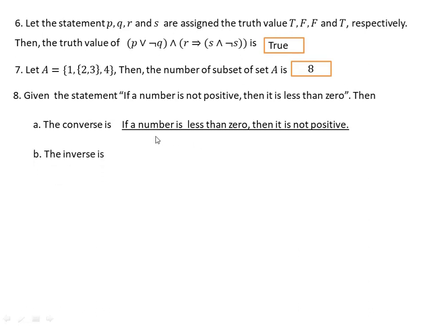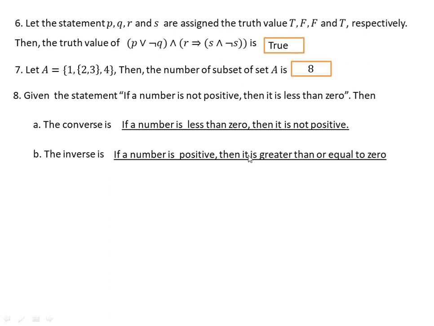B. What is the inverse? Now the inverse for this statement is what? Simply find the negations for the given statement. That means if a number is positive, then it is not less than 0, or if a number is positive, then it is greater than or equal to 0. Therefore, if a number is positive, then it is greater than or equal to 0, or if a number is positive, then it is not less than 0.